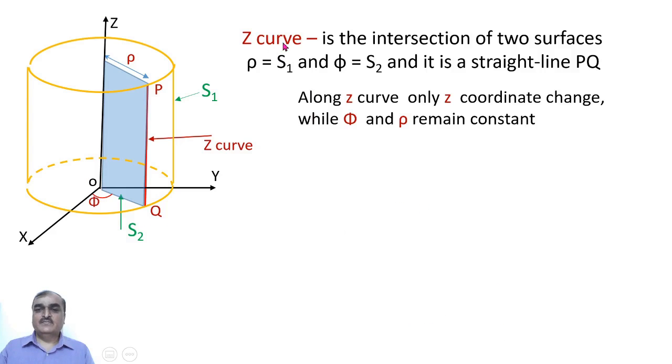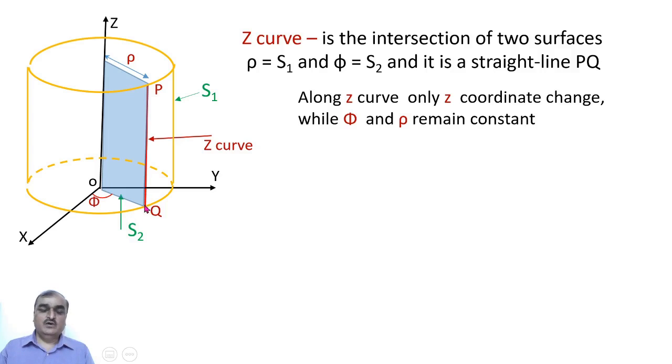Then the third curve is the z curve. Z curve is the intersection of the rho surface, that is the cylindrical surface, and the phi surface, that is the half plane. This cylinder and this half plane intersect along line PQ. If we observe this line PQ, all points on this line PQ are at a distance rho from the z axis. Therefore rho is constant, and the foot perpendicular from any point on this line is at point Q. Therefore phi is also constant. Only z varies from point to point.